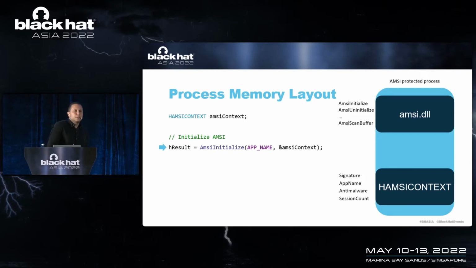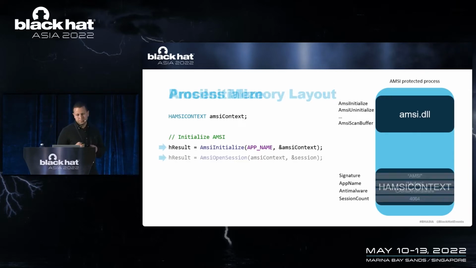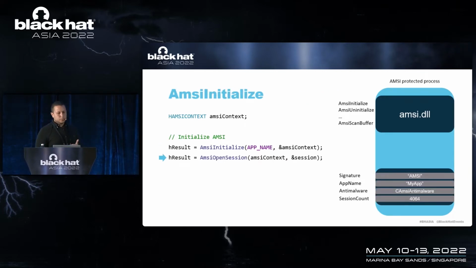The process memory layout of an AMSI-protected application will always look like this. amsi.dll is going to be loaded into the memory space, and a struct named HAMSICONTEXT needs to be initialized. Every time we want to initialize the AMSI services, we need to call the AmsiInitialize export. It receives two parameters: the application name that's going to consume the AMSI services, and the reference to the HAMSICONTEXT structure. This structure is going to hold 4 attributes: signature, application name, anti-malware, and session count. After AmsiInitialize is called, it's going to fill these attributes with the appropriate values.